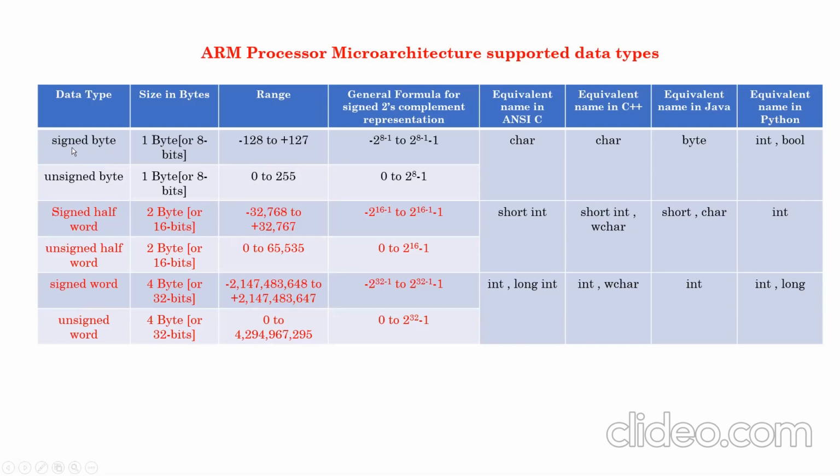If it is signed, a signed byte will vary between -128 to +127. Both positive as well as negative values are supported in a signed data type. Unsigned data type means only positive numbers alone are supported. The right columns represent the names of these data types that are followed in programming languages such as C, C++, Java and Python.